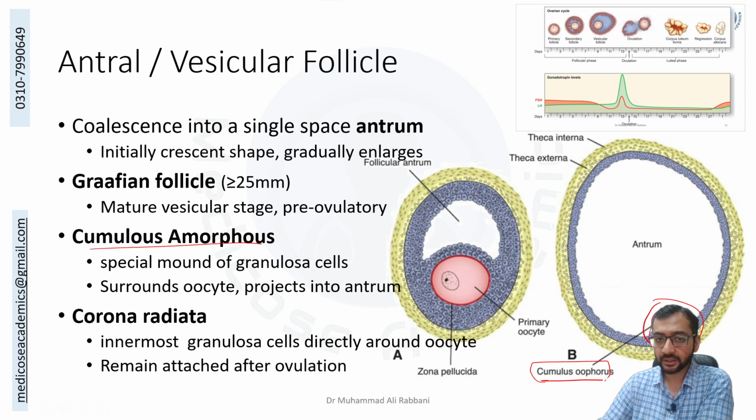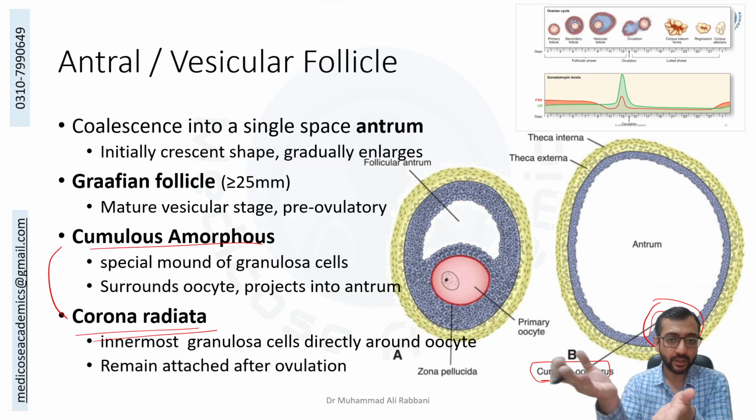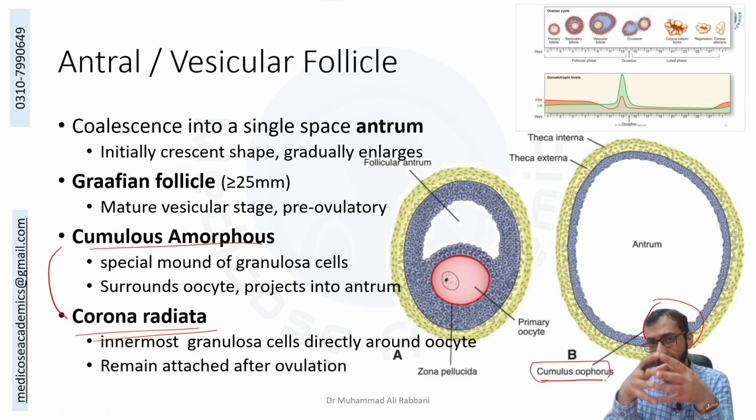And of those cells, the cells that are more intimately near the ovum, surrounding the zona pellucida, the innermost granulosa cells, those that follow the ovum after ovulation too, are called corona radiata. I think there is no hard and fast demarcating point at this stage. So some books demarcate all of them as corona radiata, some books demarcate all of them as cumulus oophorus, or you can differentiate the whole mound as cumulus oophorus and the most intimate one as corona radiata.